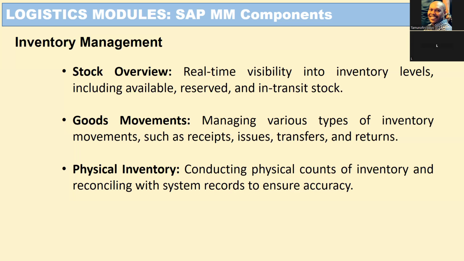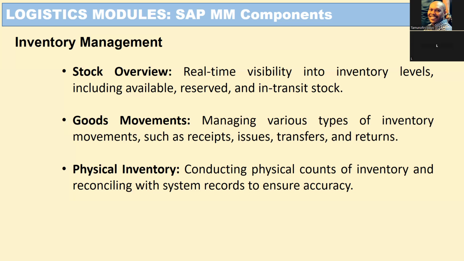Then we have the goods movement, managing various types of inventory movements, such as receipts, issues, transfers, or returns, as the case may be. For instance, you have sold something to a customer, the goods issue, that's goods movement to that particular customer. Has custody changed hands? Then there is, of course, the returns process. When the customer says this is defective, after he has received the product, he has to take back the product. That's the returns process.